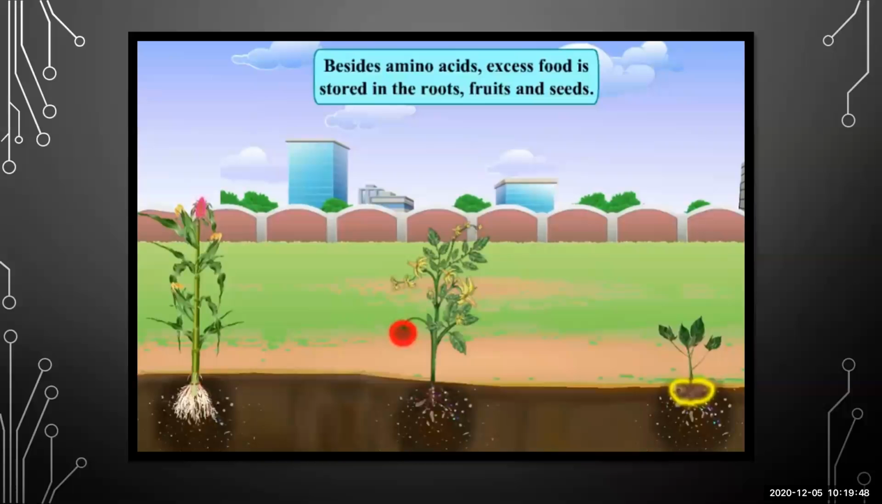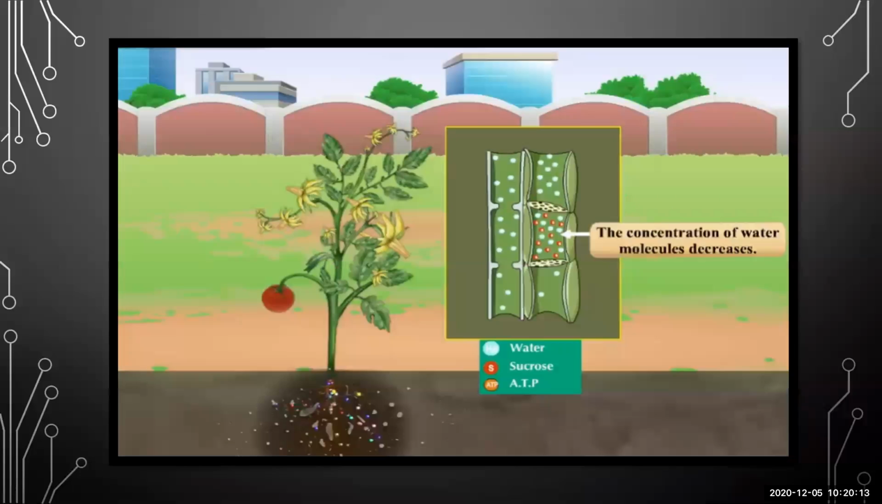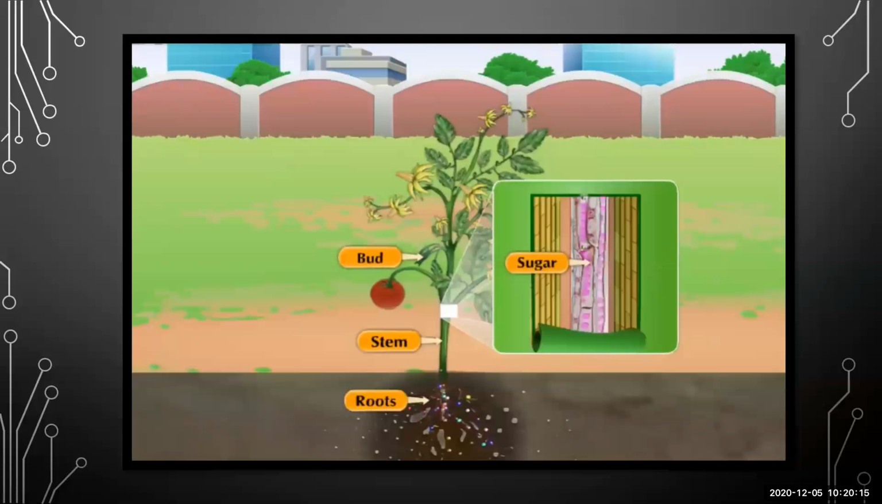The stored material, that is, if the sucrose is stored, the sugar will be stored, and will be used up when the flower needs it. Suppose during the flowering season the flower needs sugar, so the sugar stored in the roots and in the stem will be transported to the certain part which is required. Now we will see one video regarding this.